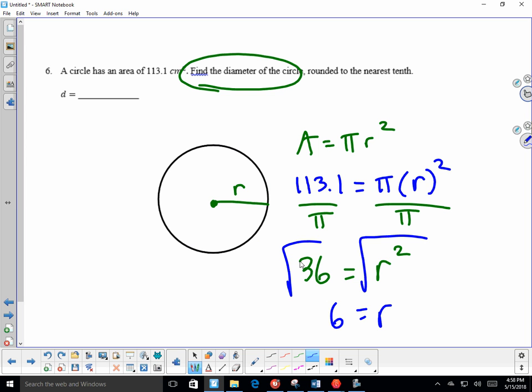So is our answer 6? No, because that's just the radius. We're trying to find the diameter, right? Remember our reminder here, find the diameter. So we have to double that, and we'll get 12.